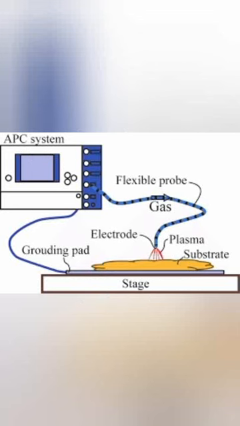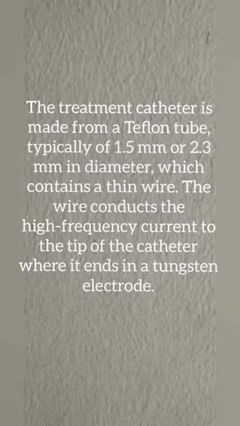You see the four items here in this drawing: the generator, the system of argon gas, the flexible catheter allowing the flow of gas, and the grounding pad. The treatment catheter is made from a Teflon tube, which is typically from 1.5 up to 2.3 millimeters in diameter.